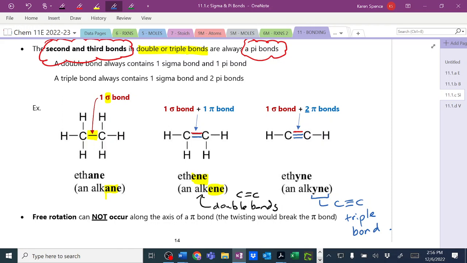Everyone do it with me. Sigma, pi, pi. Again. Sigma, pi, pi. Doesn't it sound like I'm inducting you into some fraternal cult or something? Now we just need robes and candles and some hazing ritual.